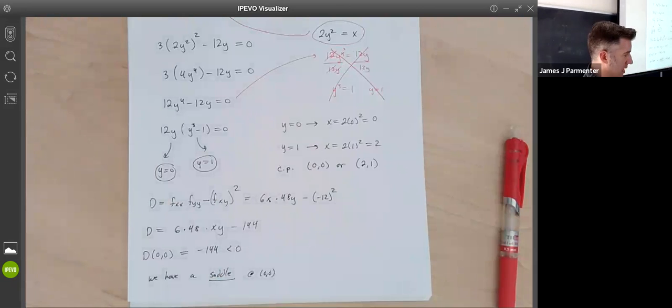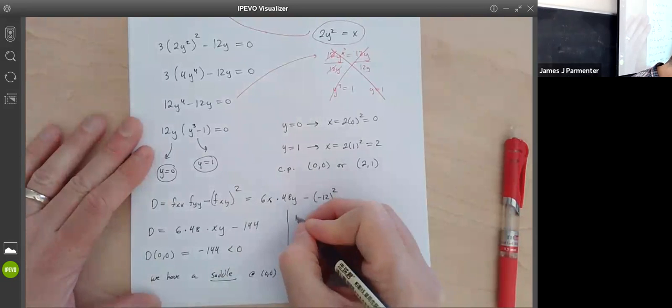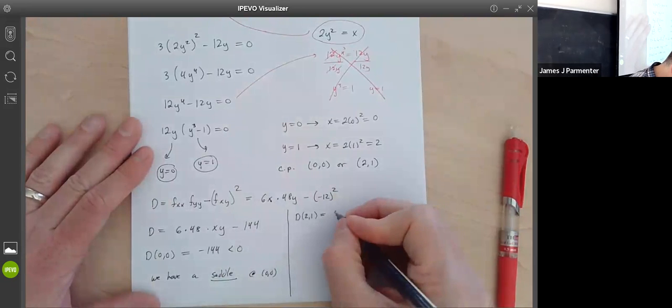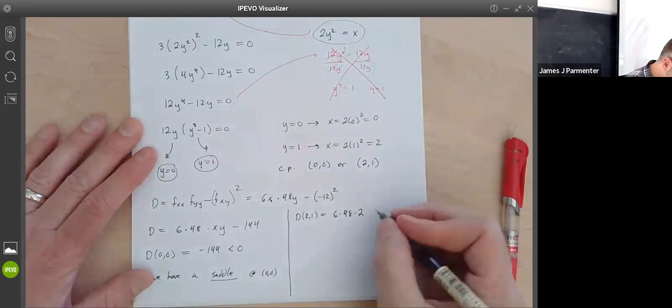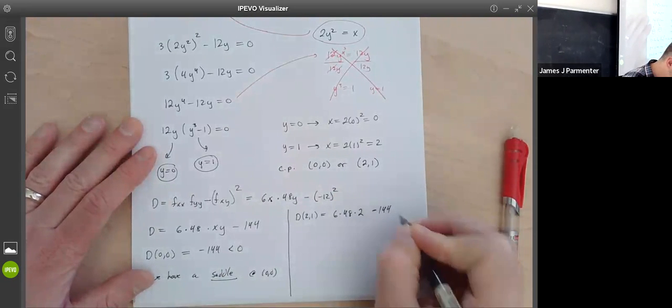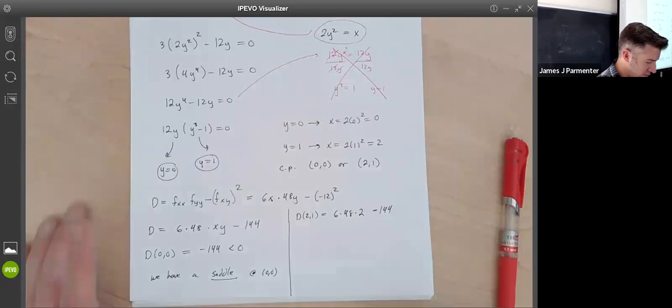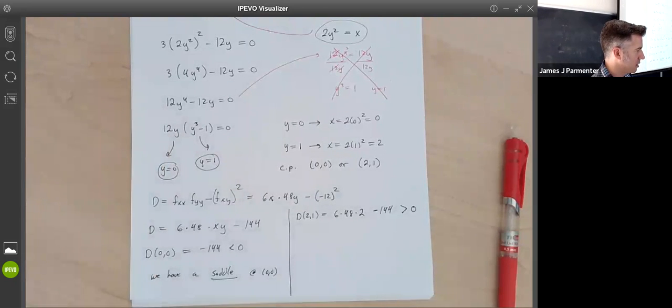Whenever D is negative, we get a saddle. All right, let's look at the other value. We plug in 2, 1. We're going to get 6 times 48 times 2 times 1, but I don't think we need to write times 1, minus 144. And I'm pretty sure that 6 times 48 is bigger than 144. So 6 times 48 times 2 definitely is. So I'm pretty darn sure that that's positive. You could actually calculate it. 6 times 48 is 288, times 2 is big enough to be positive when you subtract 144.